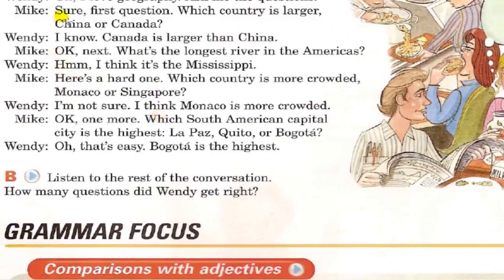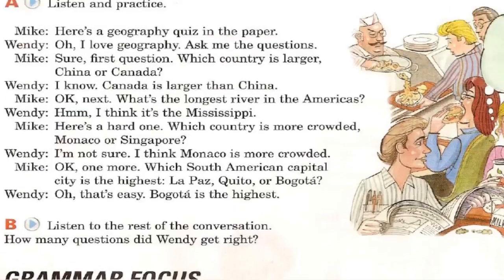Unit 14. The biggest and the best. Page 93. Exercise 2. Conversation. Which is larger? Part A. Listen and practice.